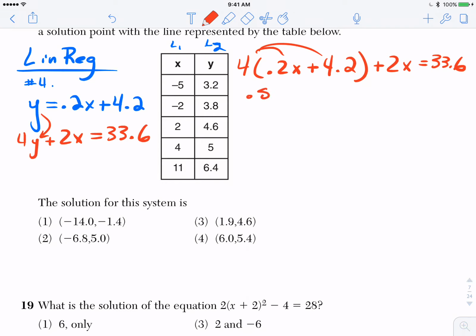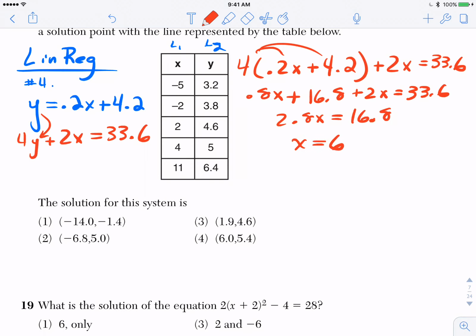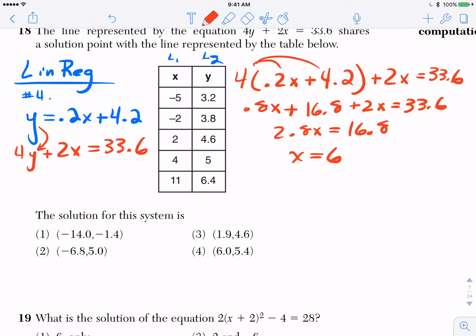Doing it algebraically, we're going to get this. I'm distributing. I'm going to combine my like terms here. 2.8x. I'm going to subtract the 16.8, and that's going to give me 16.8 again, ironically, from 33.6. And now dividing by 2.8, I get x equals 6. So the good thing here, none of the other solutions start with a 6. So if I know x equals 6, I don't even have to bother finding y, but it would be 5.4.